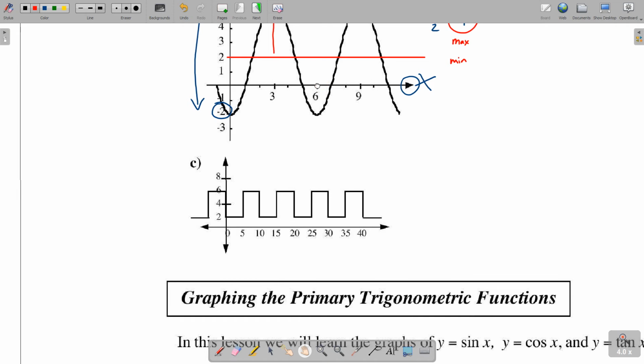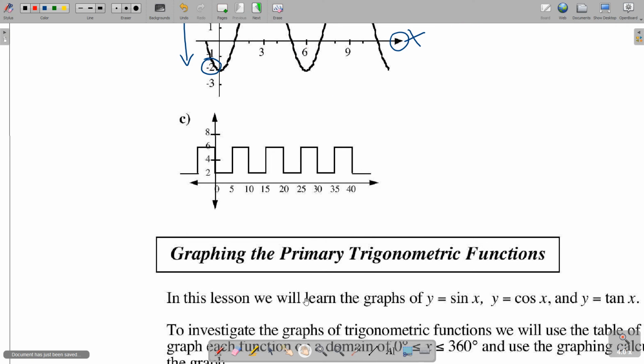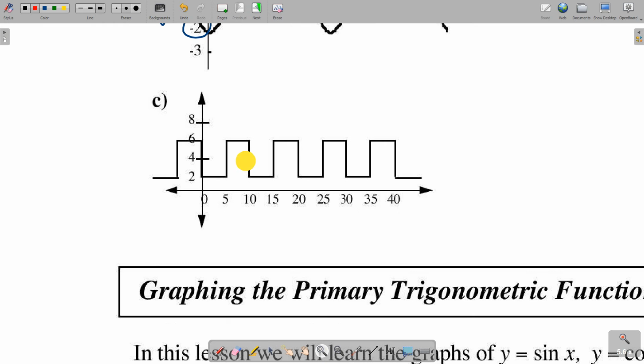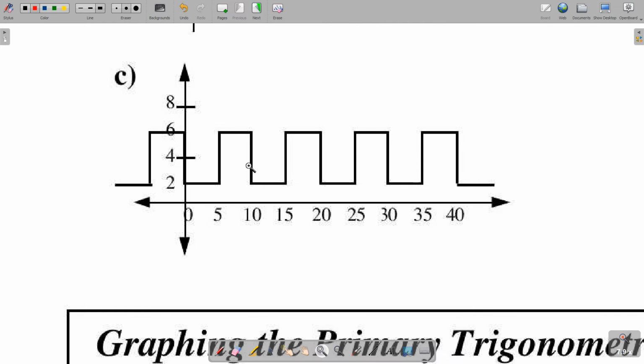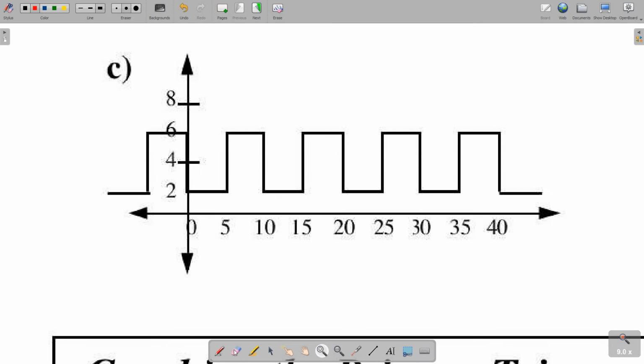Yep. Okay. This is if you ever played with an oscilloscope, an actual one. Certain ones don't give you that nice wavy feature. Some of them actually have a step feature like this. But we can still figure out the amplitude and the period from this one.